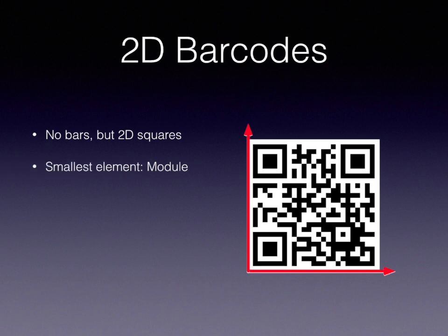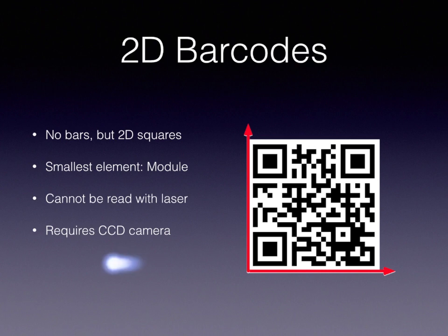So the smallest element in this case, not being a bar, is called a module. It's basically one of those black squares. It cannot be read with a laser because there's no single path that the laser could walk over the entire barcode, so you have to read it with a CCD camera, like you have in all iPhones.